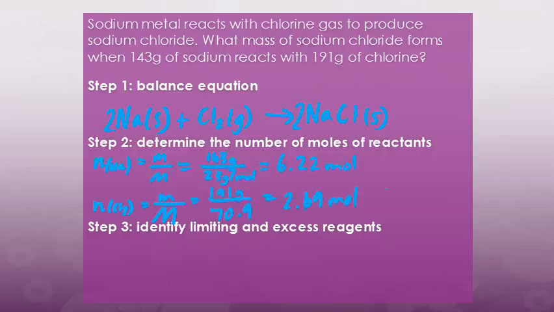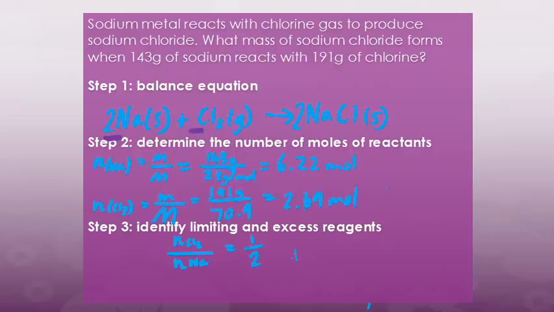Okay, now I'm going to determine which one of my reagents is limiting and which is in excess. So I need to look at a ratio from my balanced equation. I'm going to look at my number of moles of chlorine to my number of moles of sodium. From the balanced equation up here, chlorine's 1, sodium's 2. So I'm going to put 1 over 2.